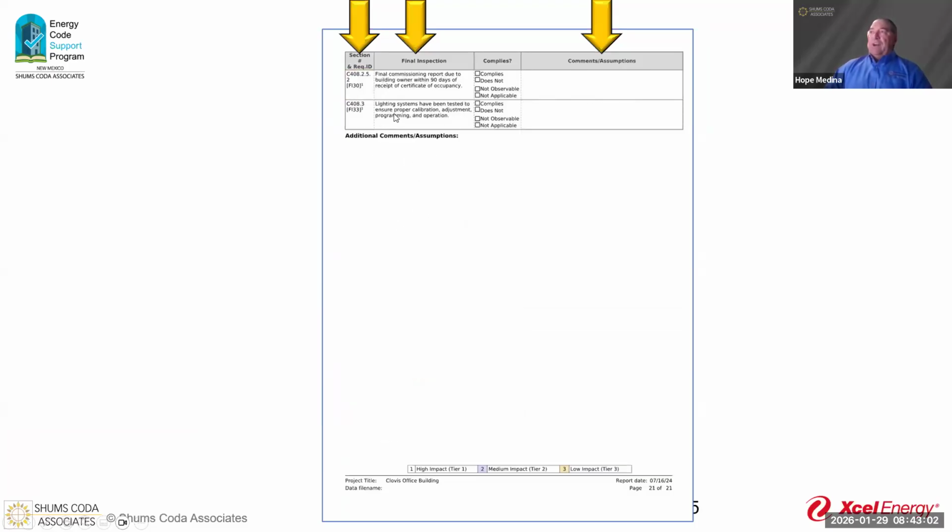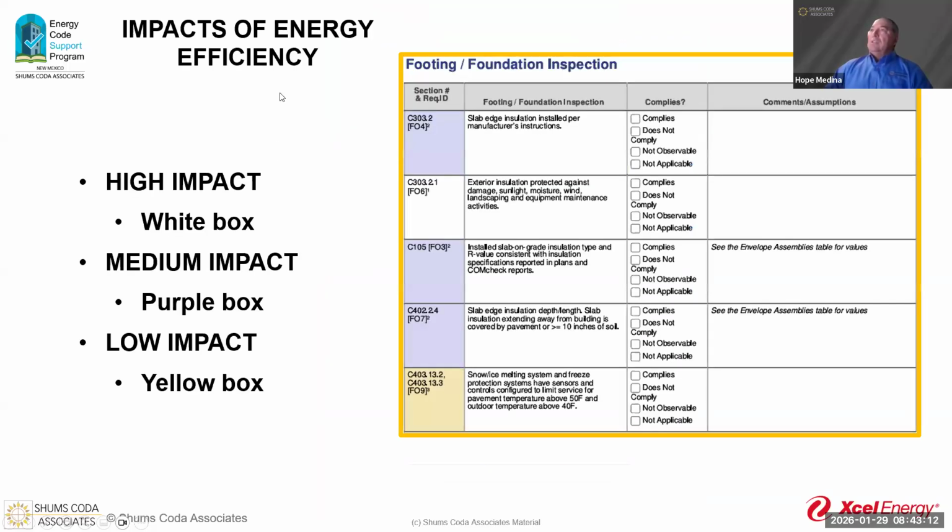So, again, more final commissioning. We have our lighting system requirements. Did our controls meet? Did our daylighting controls get calibrated correctly? So, one of the things to remember too, the color coding on this ComCheck: white, high impact; purple, medium impact; yellow, low impact. These are the ones that we want to make sure if we're going to give away the farm on something, probably a yellow box is best to think about. White box, not one we want to jump into.